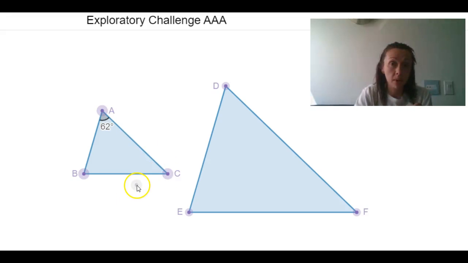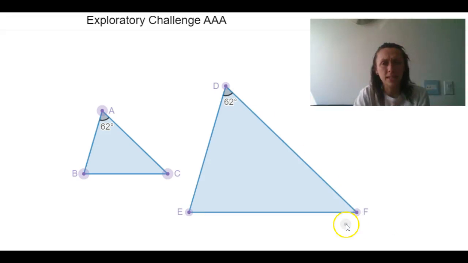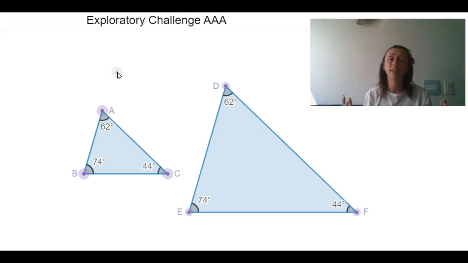Alright, so the angle at point A is 62 degrees. The angle at point D is also 62. So they have a congruent angle pair, right? Now what about the angle at point B? That one is 74. Then the angle at point E, also 74. Another pair of congruent angles. Interesting. Lastly, let's check the measure for angle C, 44 degrees, and then the measure of angle F, also 44 degrees. So as you can see, every single angle is congruent to another angle in the other triangle.